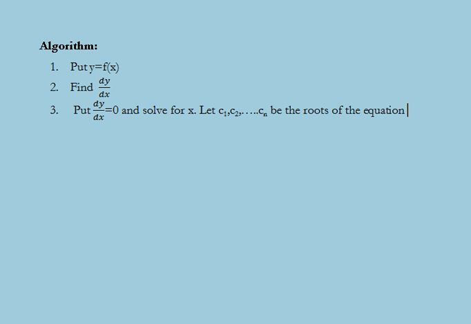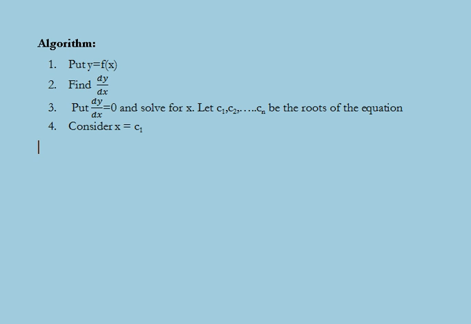The first step is to put y equal to f(x). The second step is to find dy by dx. Next, put dy by dx equal to 0 and solve this equation for x. Now here, let c1, c2, c3 up to cn be the roots of this equation. Then we are going to test the function at each of these points to find the possible value of local maxima or local minima. Next, consider x equal to c1.